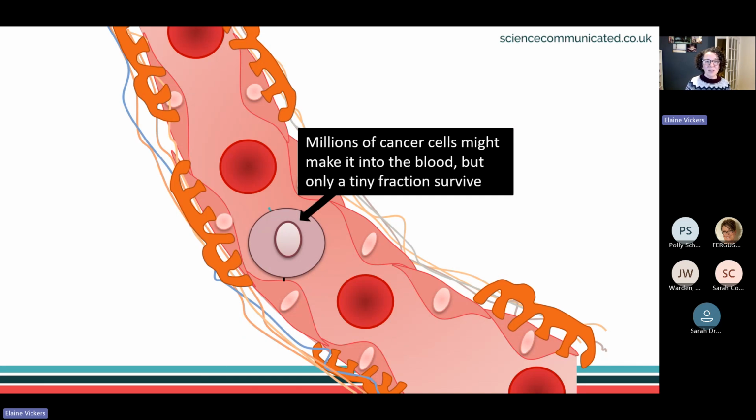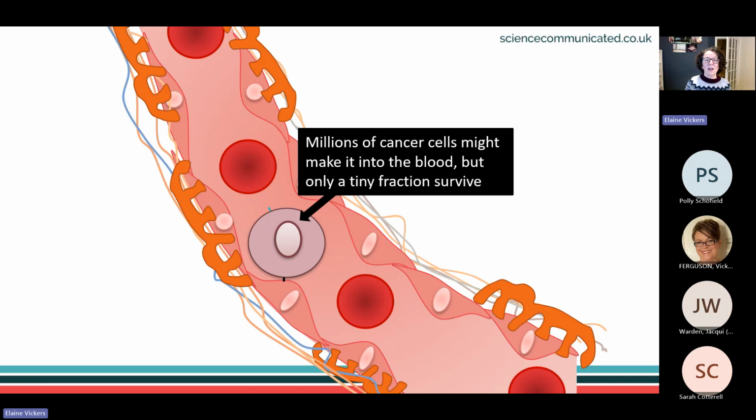Now, millions of cancer cells might make it into a blood vessel, but only a tiny fraction of the ones that make it into a blood vessel are going to survive. The blood is a very turbulent place. There's lots of red blood cells battering into the cancer cells and destroying them. They get squeezed. They are not adapted to life inside a blood vessel. And so most of them will die.